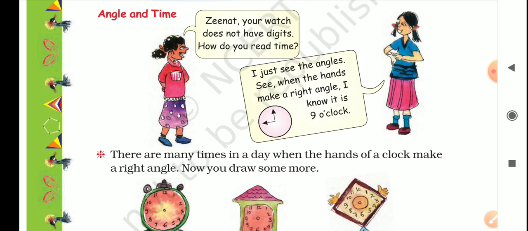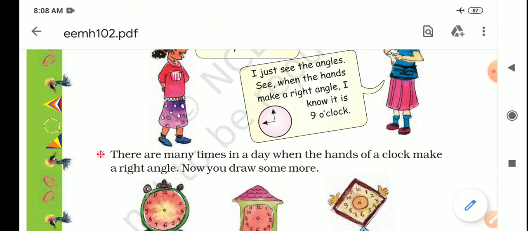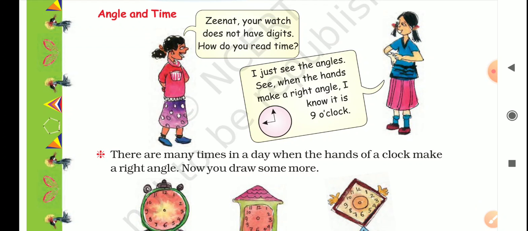I just see the angles. See, when the hands make a right angle, I know it is 9 o'clock. What is Zenat answering? Zenat is answering that I just see the angles.